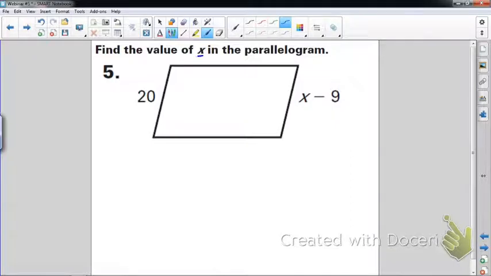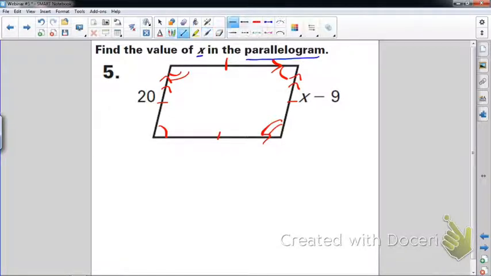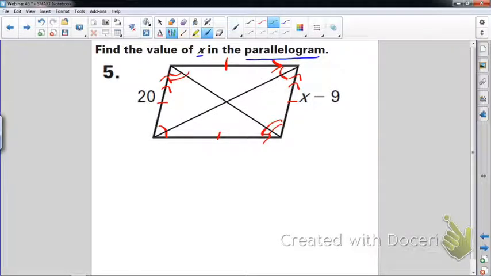It says find the value for x. Remember, when they give us the word parallelogram, we know a lot of things. We know that these two are parallel, opposite sides are congruent. We also know that opposite sides are congruent, and we know the most important thing, that diagonals bisect each other. Remember what the word bisect means for us? It means that it cuts it right in half, and we know that these will be congruent. All of this is what we talked about in the last video.